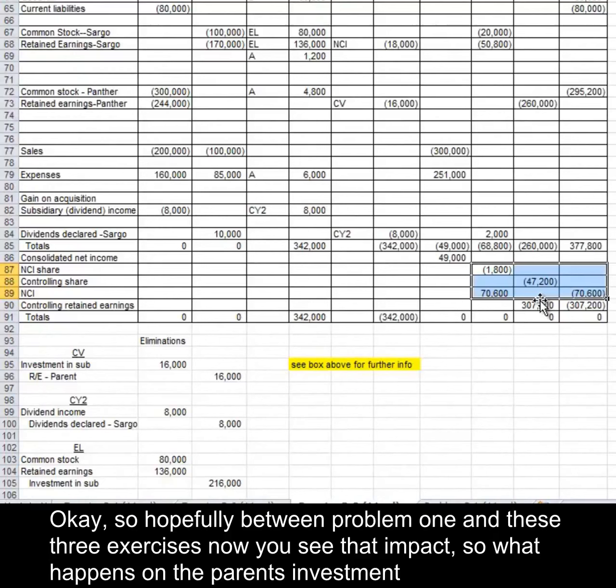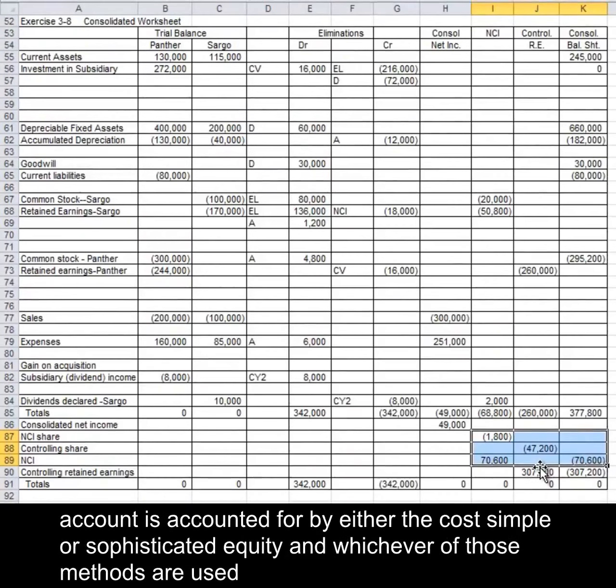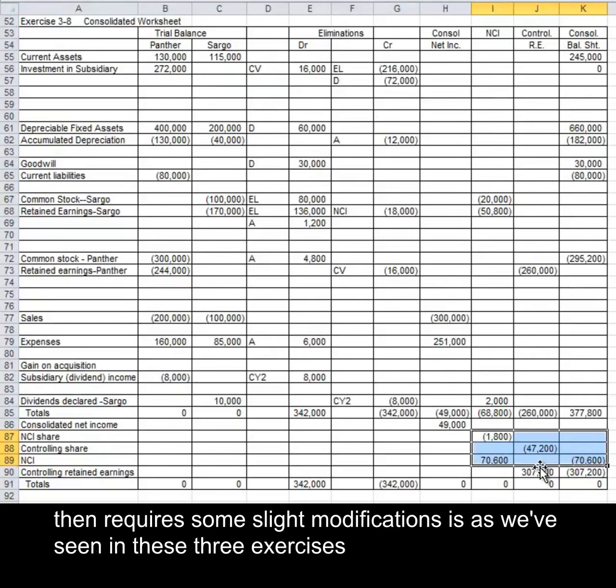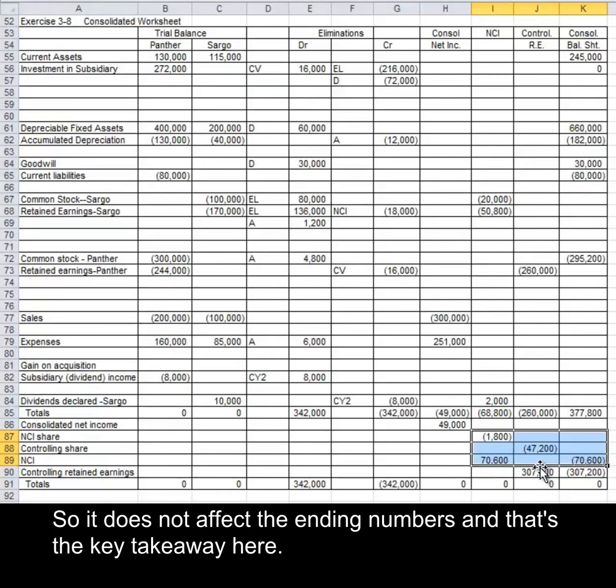Okay, so hopefully between problem 1 and these 3 exercises now you see that impact. So what happens on the parent's investment account is accounted for by either the cost, simple, or sophisticated equity, and whichever of those methods are used then requires some slight modifications as we've seen in these 3 exercises on the worksheet itself, but the final product, the final consolidated balance sheet, is identical. So it does not affect the ending numbers, and that's the key takeaway here.